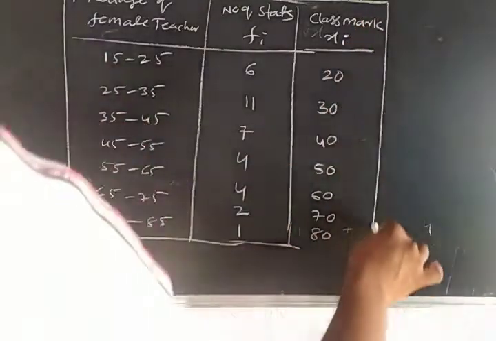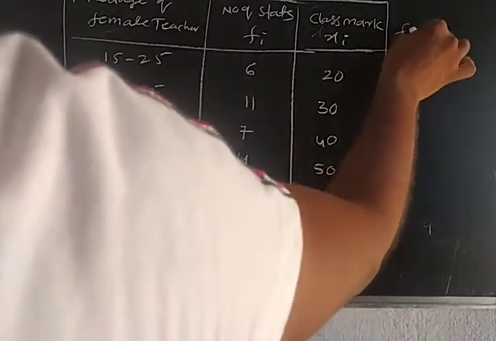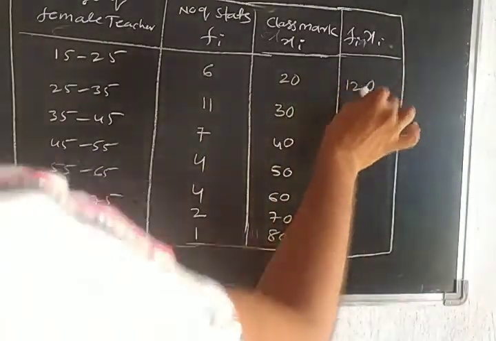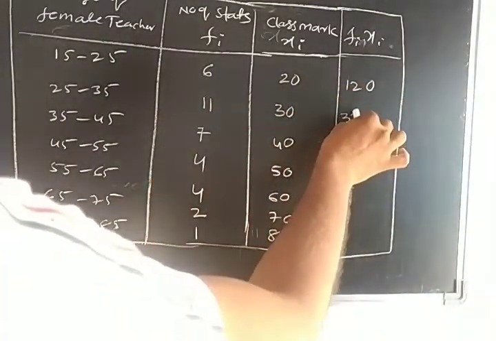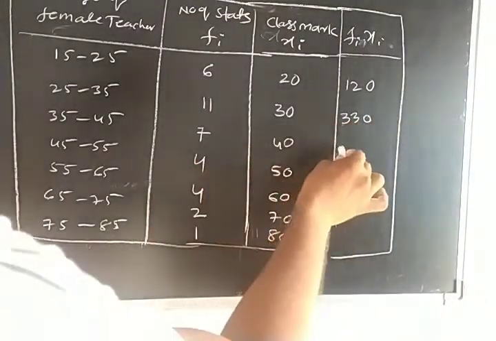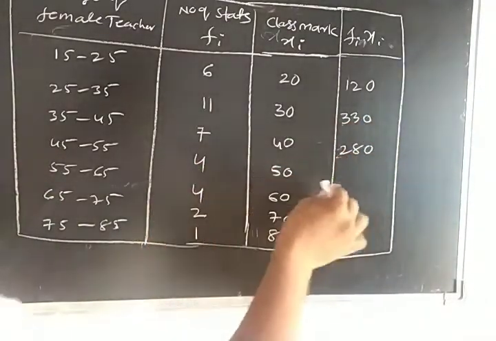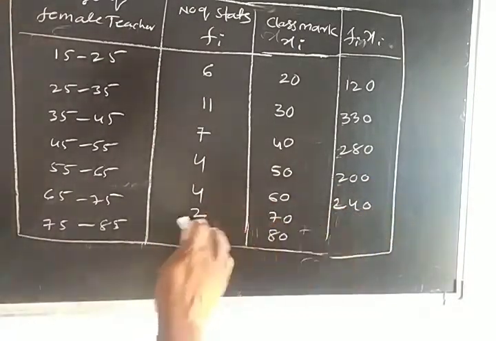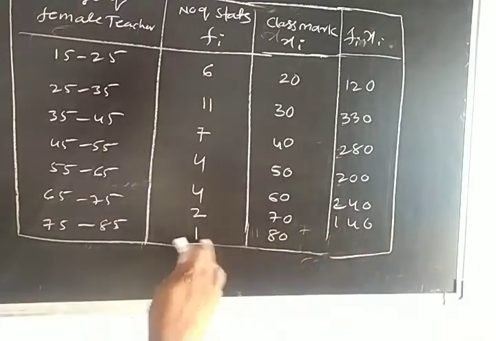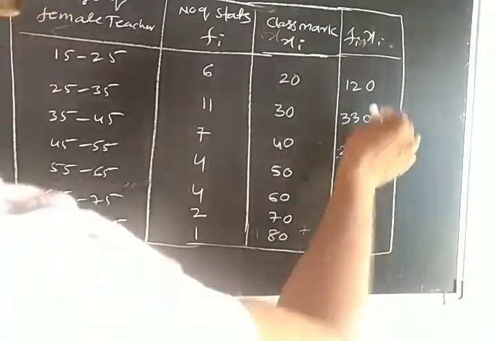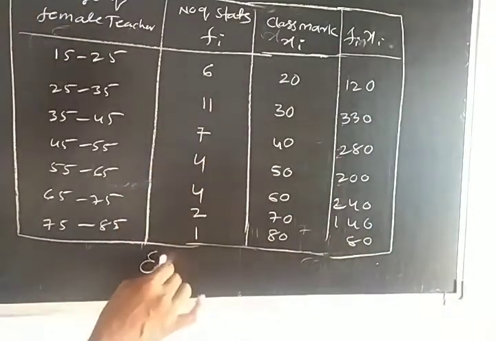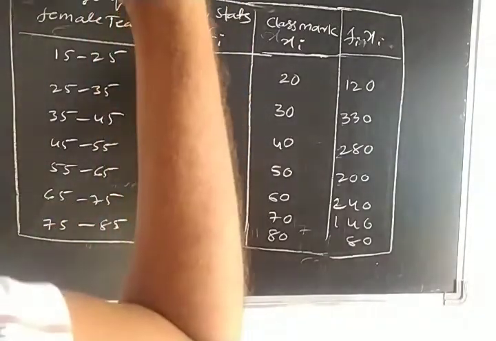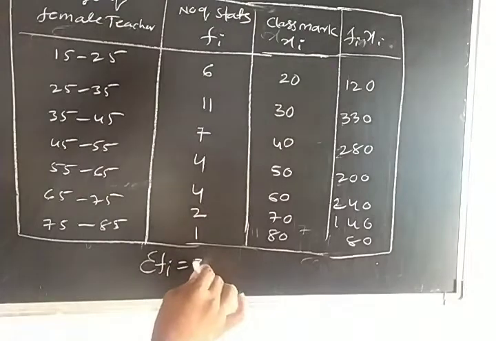So after getting xi, in the direct method what we have to do? We have to find fi into xi. Now fi into xi: 6 times 20 is 120, 11 times 30 is 330, 7 times 40 is 280, 4 times 50 is 200, 4 times 60 is 240, 2 times 70 is 140, 80. By adding this, first find summation fi. Summation fi is 6 plus 11, 17, 24, 28, 30, 35.